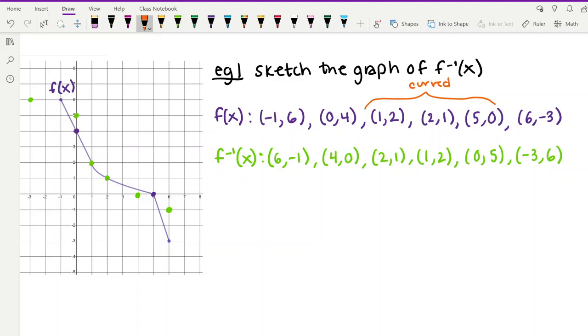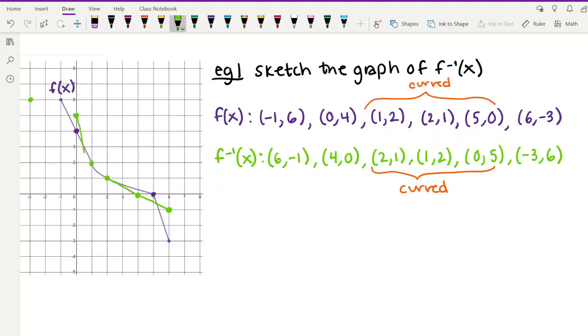And so what that tells us is that this portion of the graph that comes from the same 3 points should also be a curved part of the graph, whereas the other parts will have straight lines between them. So starting with (6, -1) and (4, 0), those points are connected with a straight line. And so are these 2 points, but then this next portion of the graph should be curved.